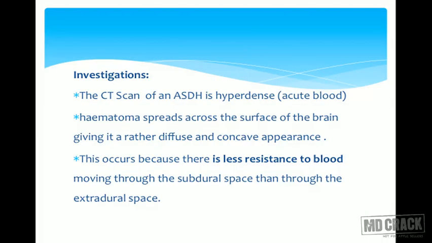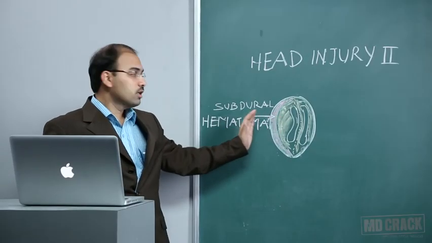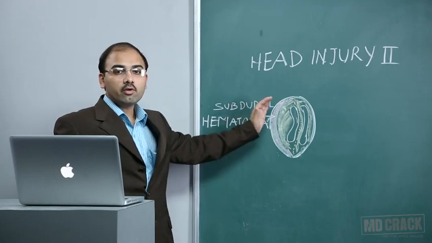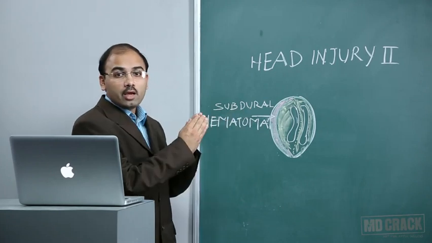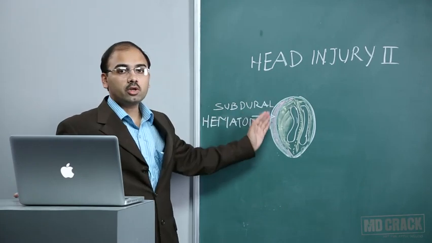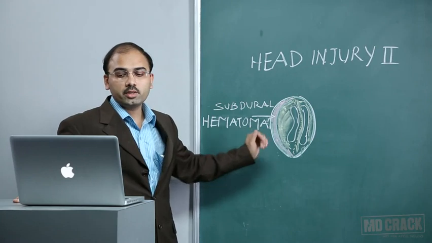What are the investigations? The CT scan of acute subdural hematoma will show hyperdense blood. Whenever there is an accumulation of blood, which is an acute event, the blood will appear hyperdense. The hematoma will spread across the surface of the brain, giving it a rather diffuse and concave appearance. As you can see in this figure, the hematoma has a concave appearance, as compared to extradural hematoma, which has a biconvex appearance.